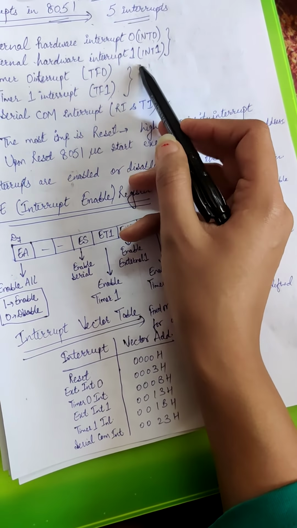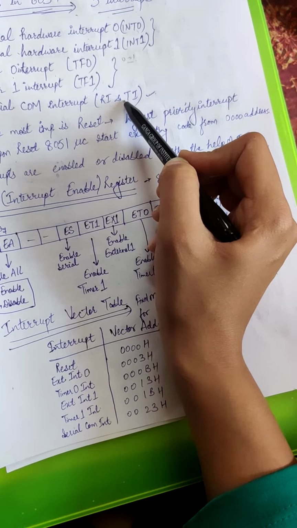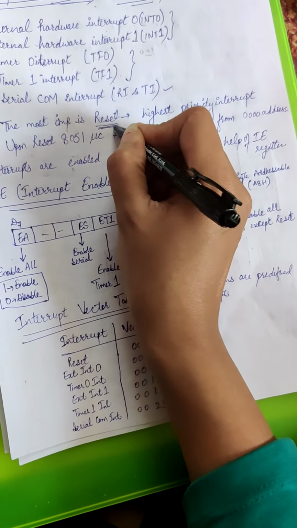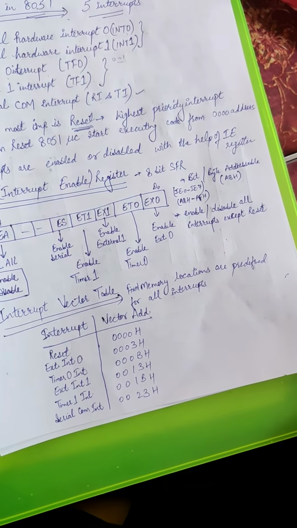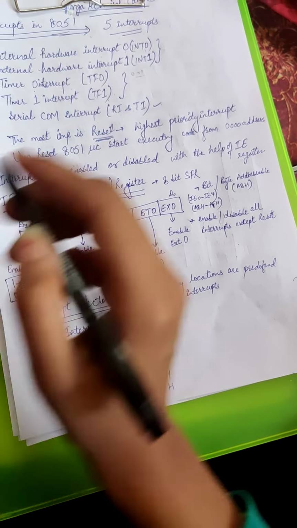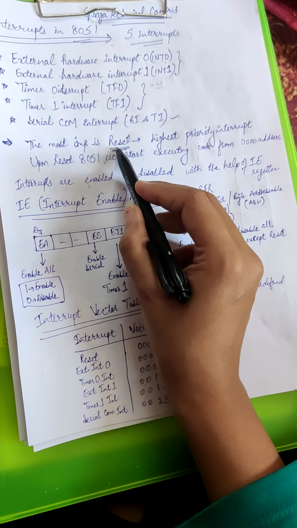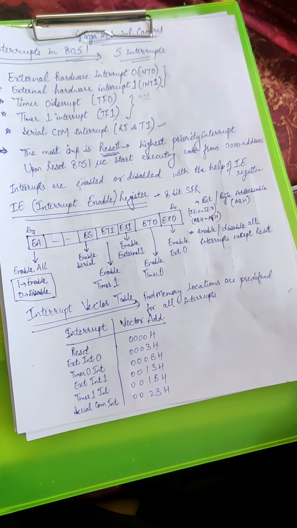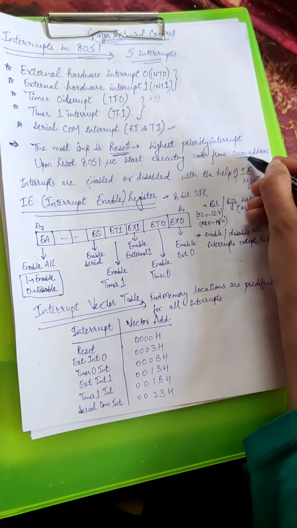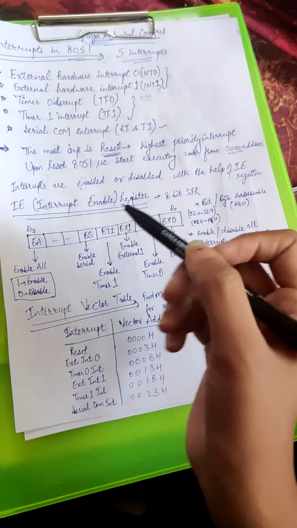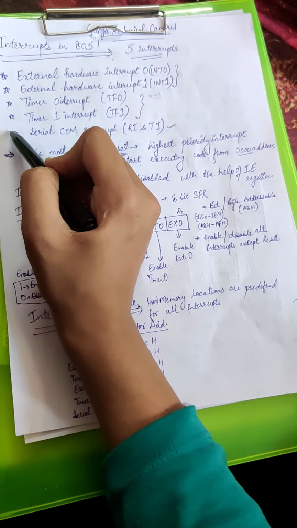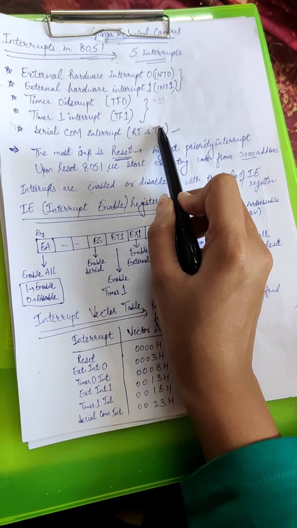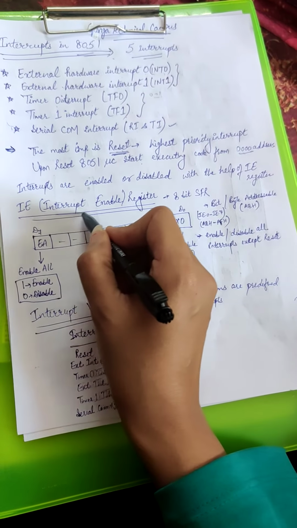Similarly for external interrupts and for serial com interrupts. And the most important interrupt is reset, which is the highest priority interrupt, which we can't ignore. Upon reset, the 8051 microcontroller starts executing its program from 000 address. And these 5 interrupts can be enabled or disabled with the help of the IE register, that is interrupt enable register.